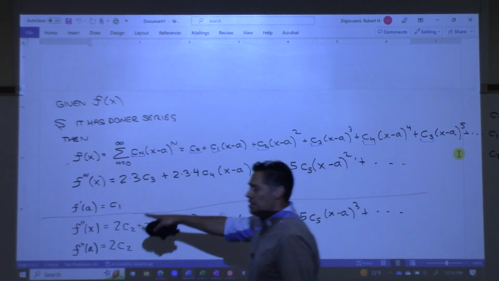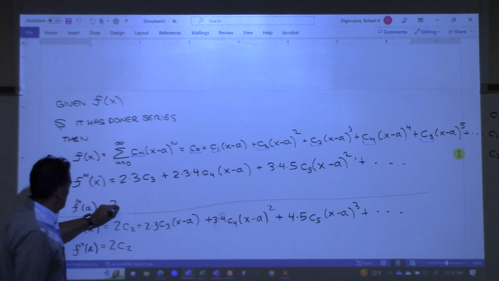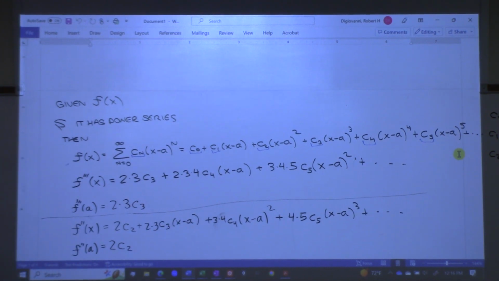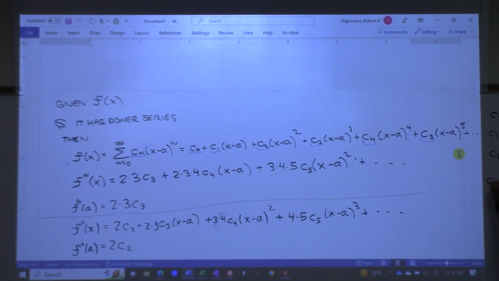Now plug 0 into the third derivative. What do you get if you plug 0 into that? 2 times 3 c sub 3. And so now solve for c sub 3. You've got to divide both sides by 2 times 3. So the third constant, c sub 3, is the third derivative at a over 2 times 3, right? So what's the next one going to be? So this will be the fourth derivative at a over 2 times 3 times 4, right?